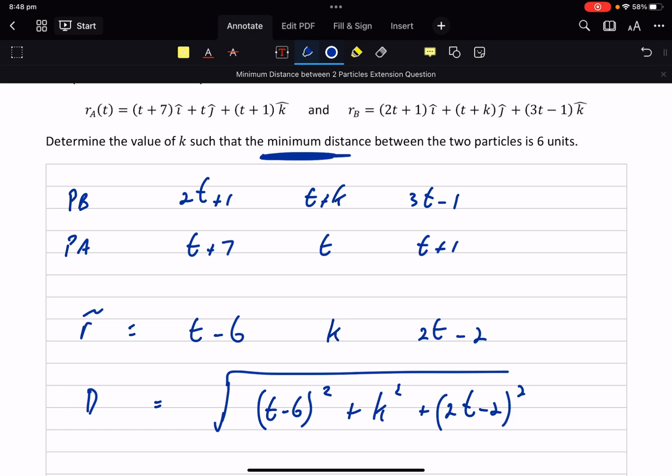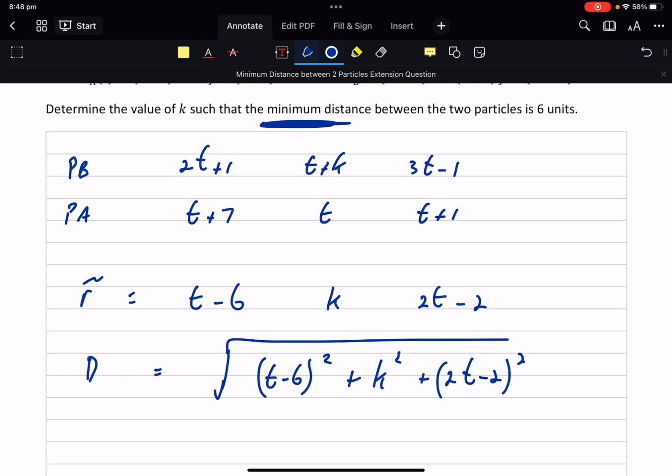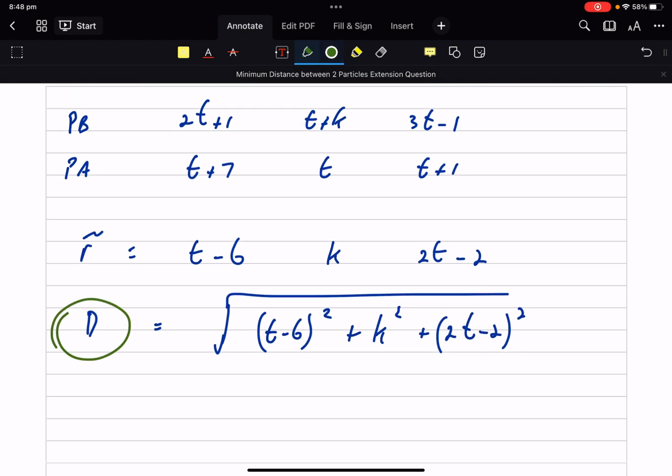Now the question does say that there is a minimum distance between the two particles. So we know that there's a minimum distance. So let's just do this in a different colour. How do I find a minimum distance? I'm going to differentiate and set it equal to 0.